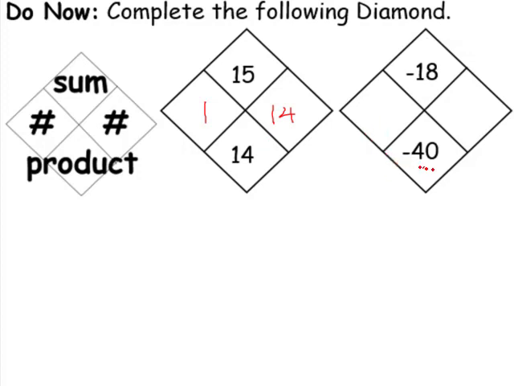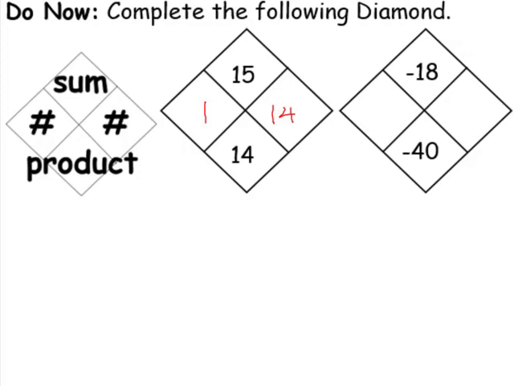Now we're looking at two numbers in which the product is negative 40. That means one has to be negative and one has to be positive, because a positive times a negative gives you a negative. And the sum is negative 18. That means the larger number, the one that has the larger absolute value, is going to be negative. So pause the video and give yourself a chance to get it on your own if you haven't done so already.